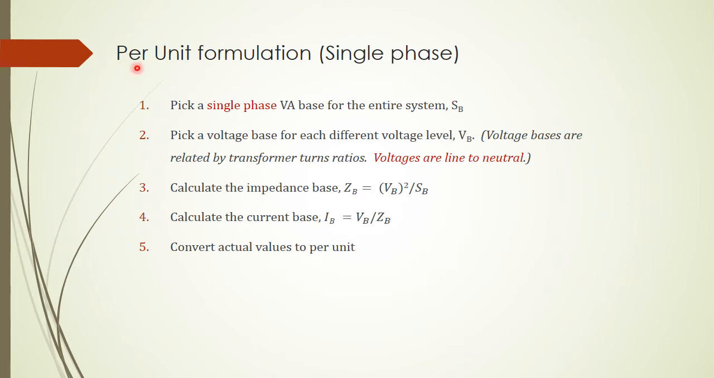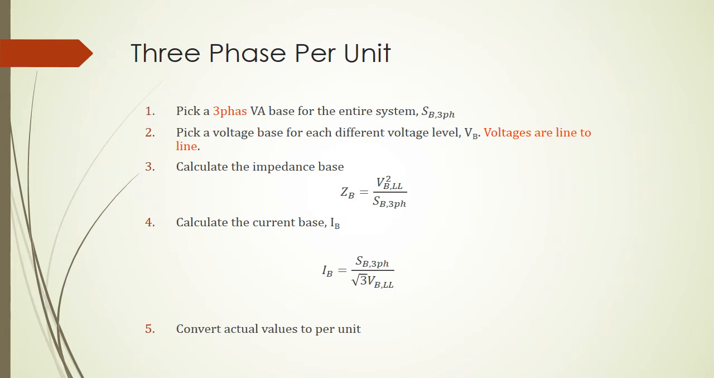So for example, in the per unit formulation for single phase, first we need to pick a single phase VA base, SB. Then we pick a voltage base for each different voltage level, VB. In this case, we're talking about single phase, so the voltage is actually line to neutral. First we calculate the base impedance. ZB is VB square over SB. And then we calculate the current base. IB equals VB over ZB. And then we convert the actual values to per unit.